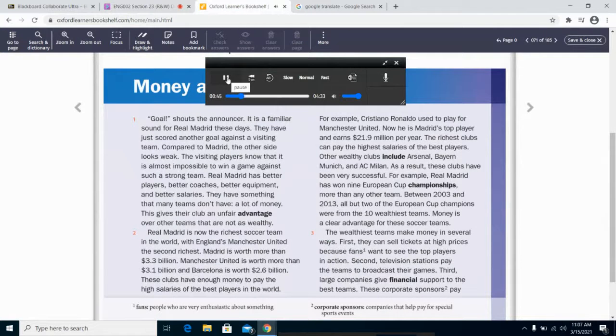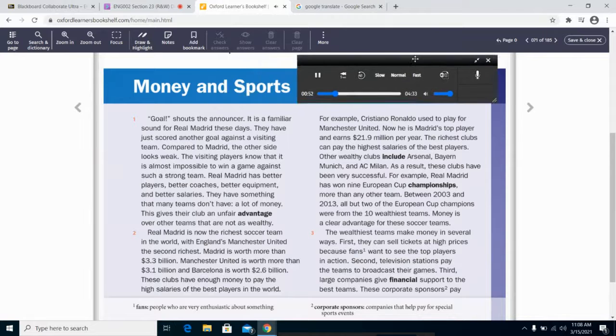Real Madrid is now the richest soccer team in the world, with England's Manchester United the second richest. Madrid is worth more than $3.3 billion. Manchester United is worth more than $3.1 billion, and Barcelona is worth $2.6 billion. These clubs have enough money to pay the high salaries of the best players in the world. For example, Cristiano Ronaldo used to play for Manchester United. Now he is Madrid's top player and earns $21.9 million per year.